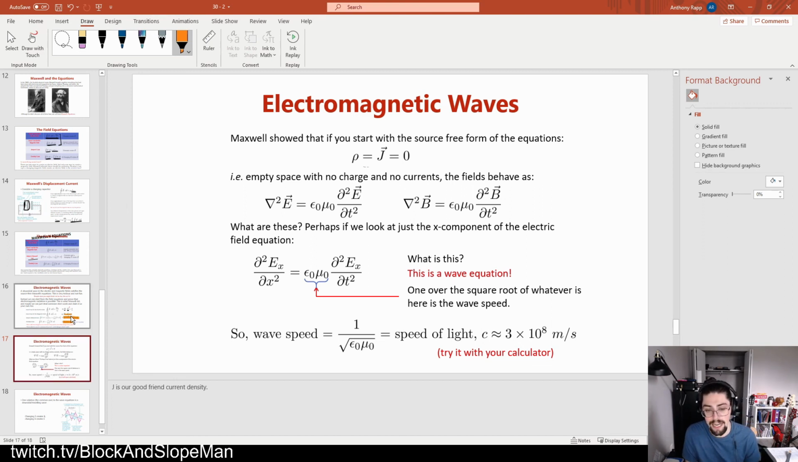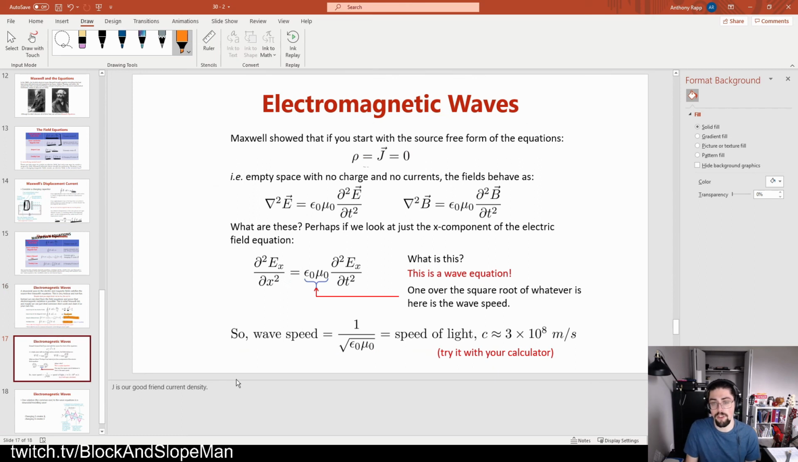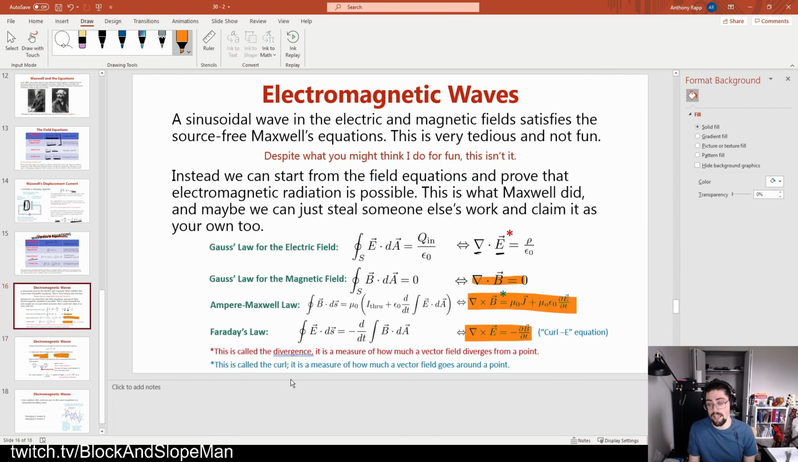What I'm going to do is take one of these derivatives and plug it into another one of the derivatives. And I'm going to end up with these two expressions right here. They tell me the second space derivative of the electric field is equal to epsilon naught mu naught times the second time derivative of the E field. And we actually find the exact same thing with the magnetic field as well. If we plug in the exact same equations, we would find the same deal.